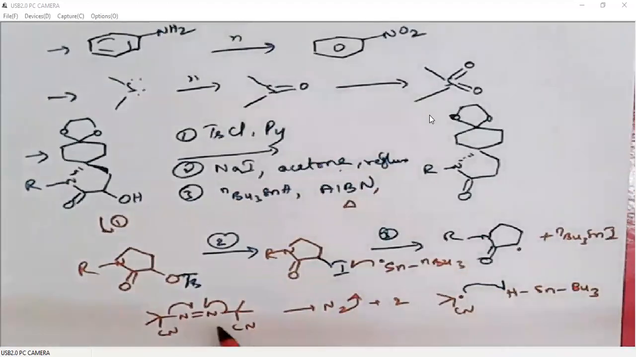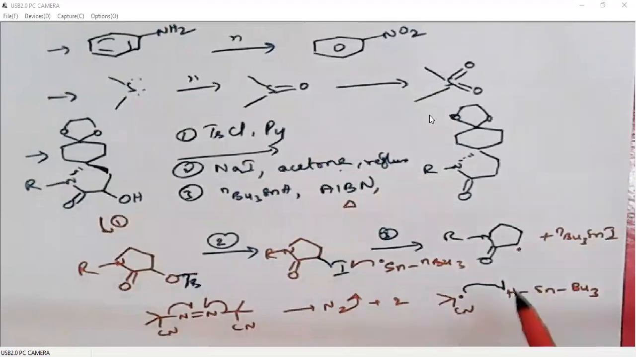That means we don't need to use this AIBN in excess amount. It is just a catalyst. One mole percent or 2 mole percent is enough. Then this generated radical will pick up a hydrogen from this tin reagent, so that again it generates a tin radical. This tin radical will form a bond with iodine of one more molecule, so it generates this. That means it is a cyclic system.